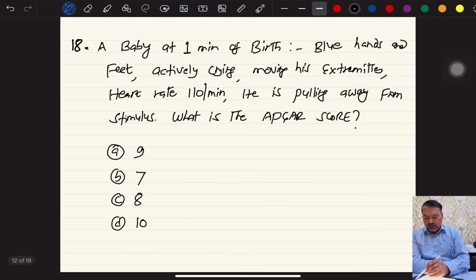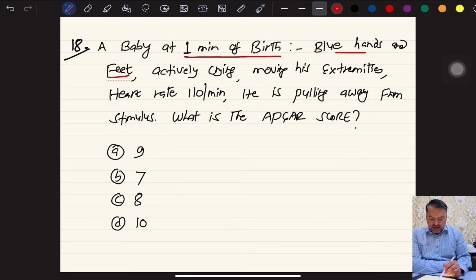Now number 18, very important question, dear student. This question is regarding the Apgar scoring. So see there, a baby at 1 minute of the birth has blue hands and feet. So this is appearance. So how much score do you want to give for the appearance? Blue hands and feet means the central part of the body is still pink. That I will give a score of 1 here. Actively crying. Now, this is respiration. If actively crying, I will give a score of 2. Moving his extremities quite well, a score of 2 again. This is activity, a score of 2.